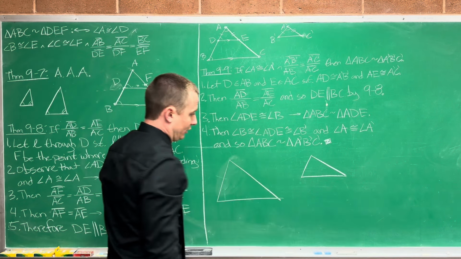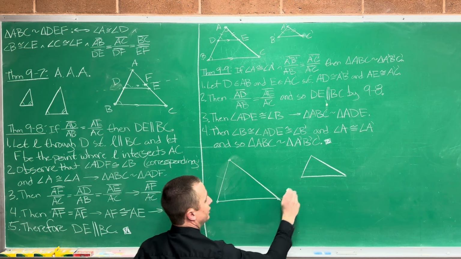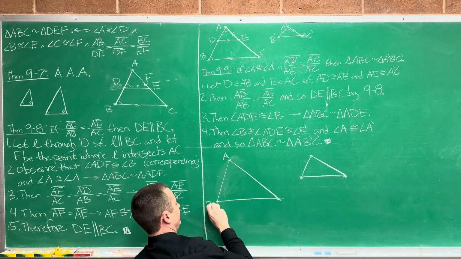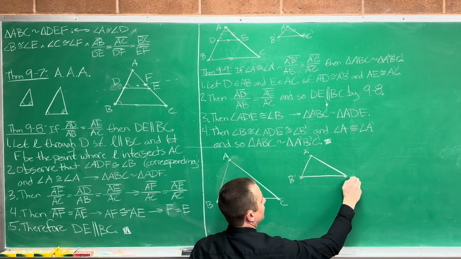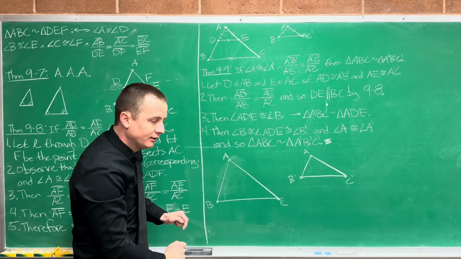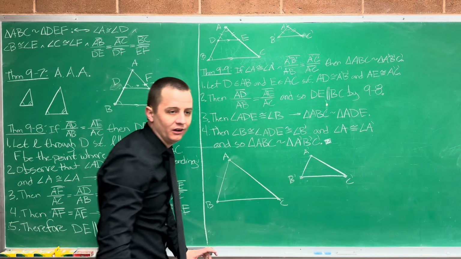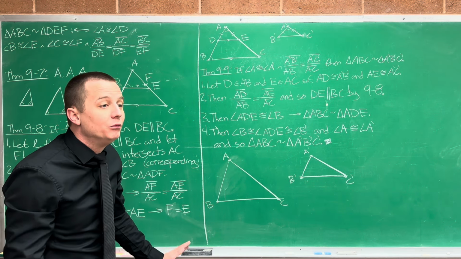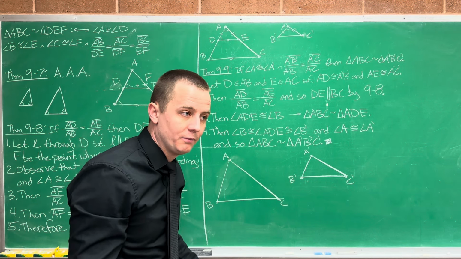So I've got these two triangles. Once again, we'll call them A prime, B prime, C prime. So here's ABC and A prime, B prime, C prime. This time I know that this length over this length is equal to this length over this length is equal to this length over this length. I'm trying to prove that the triangles are similar. So I'm only given the side information, I'm not given any angle information. You with me?